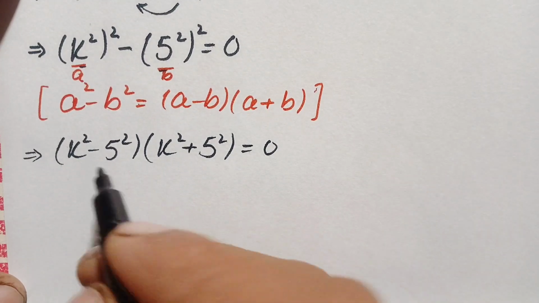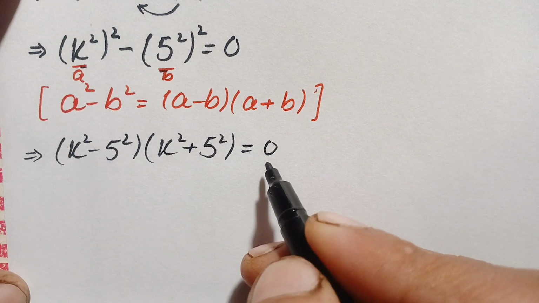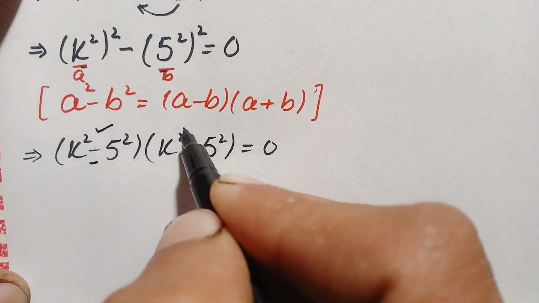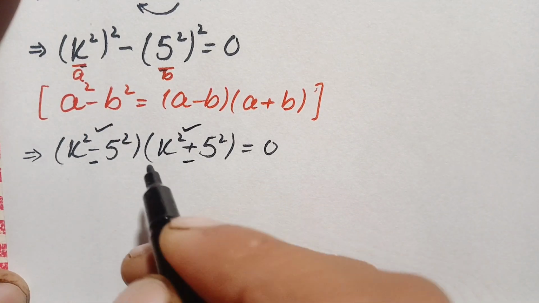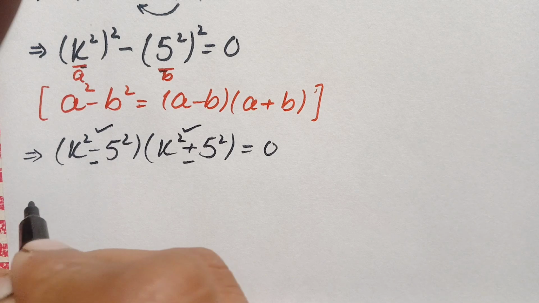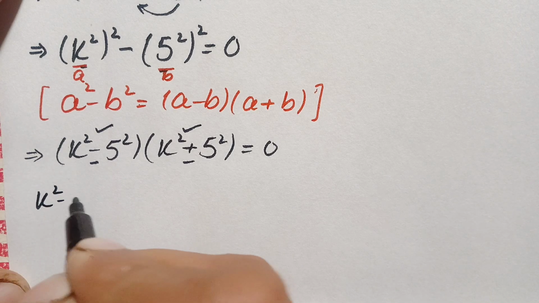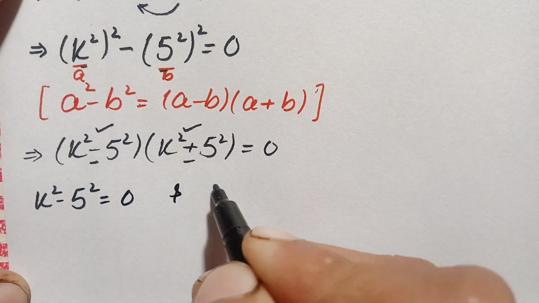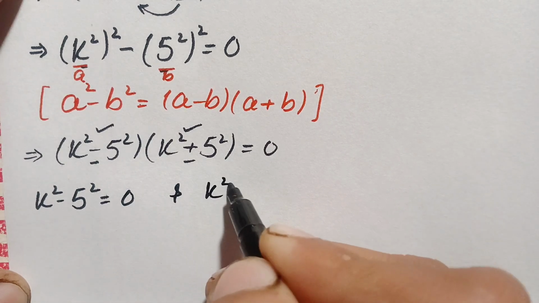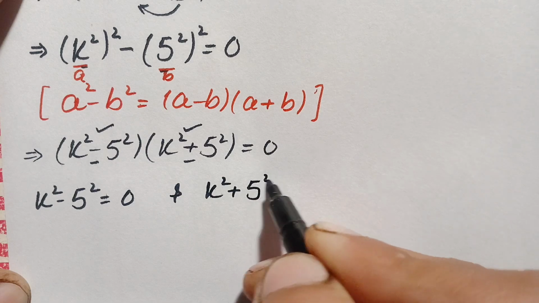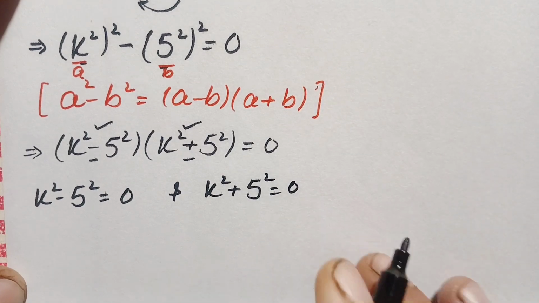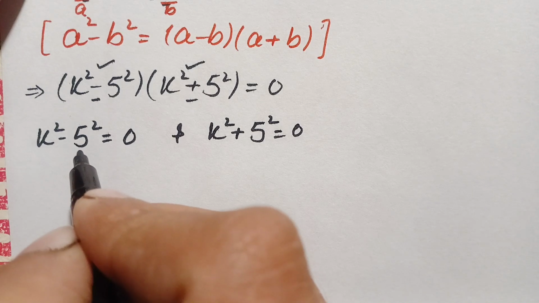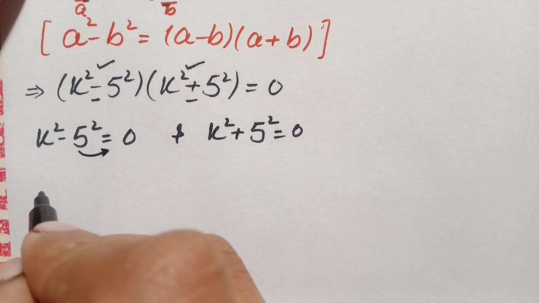Here the product of these two quadratic expressions is 0. So either this quadratic equation will be 0 or this quadratic equation will be 0. So from here we will get two equations. The first equation is k square minus 5 square is equal to 0. And the second equation is k square plus 5 square is equal to 0. Now first we will solve this equation. So we will move this negative 5 square to the right hand side. So it will become positive 5 square.